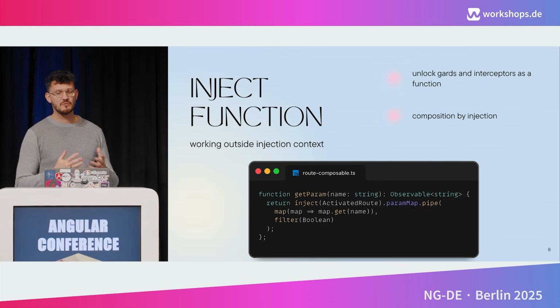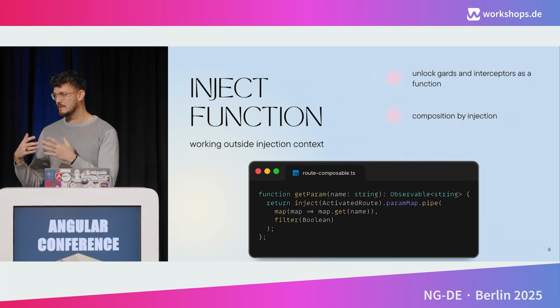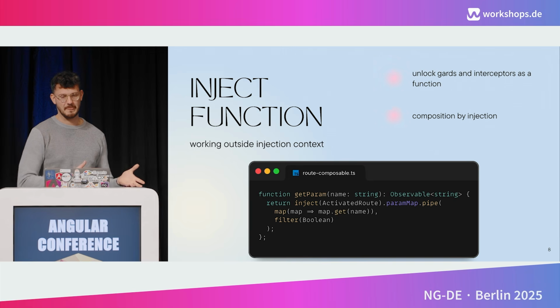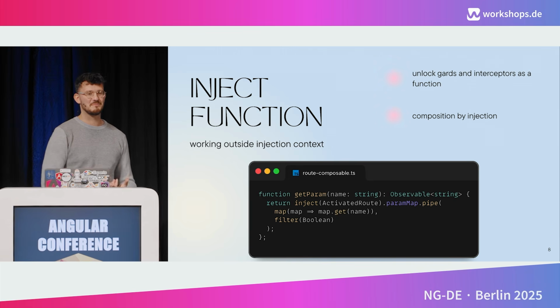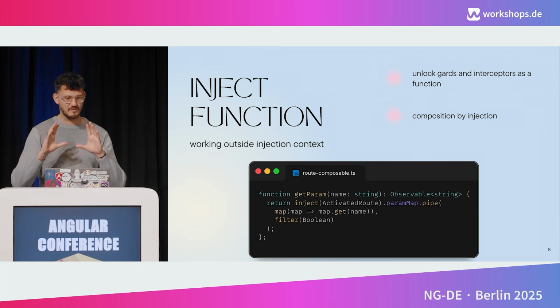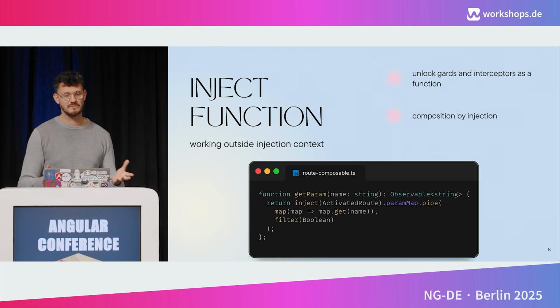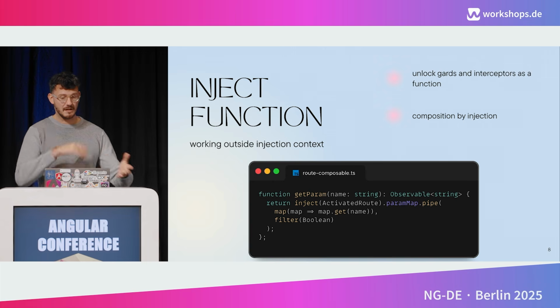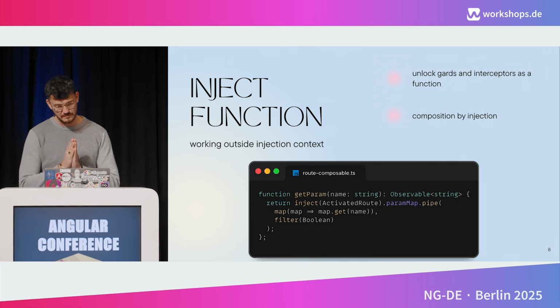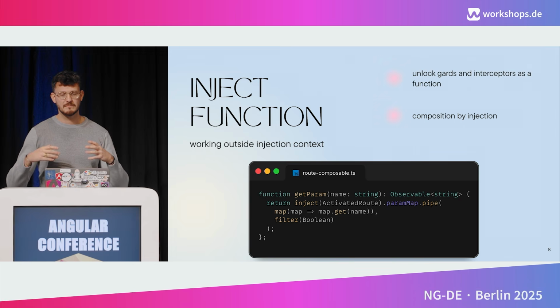Because first, it unlocks guards and interceptors as functions. Why? Before, we used class-based interceptors and guards just to inject our custom providers, right? Just to have an injection context. But now it's not needed anymore. So you can just write a function and it will work for interceptors and guards. And thanks to the inject function working outside the injection token context, you can create composition by injection.